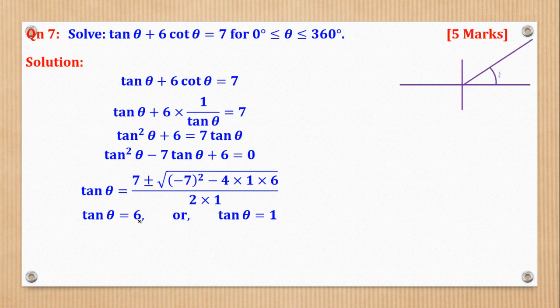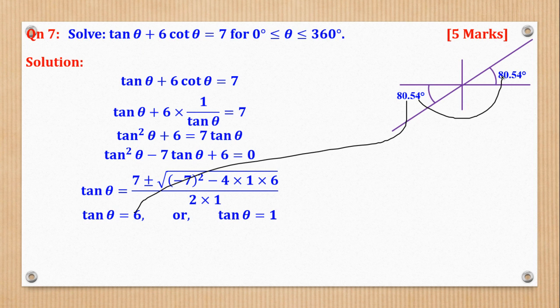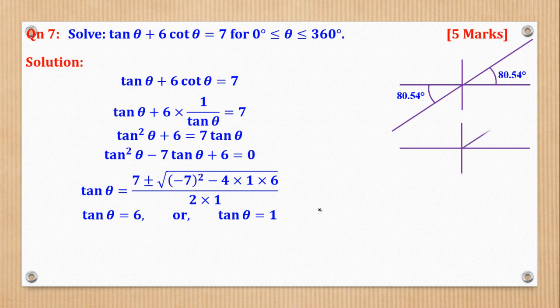So the good thing, both are positive and tan is positive in the first and third quadrant. So when I press arctan 6, I'll come up with this value 80.54. So I put it there and also here. Then arctan 1, I'll come up with 45. So I'll put it here and here. Okay, then I'll get the angles.